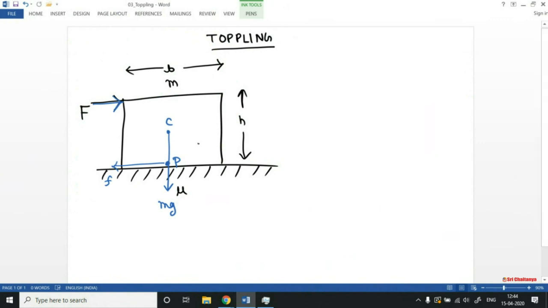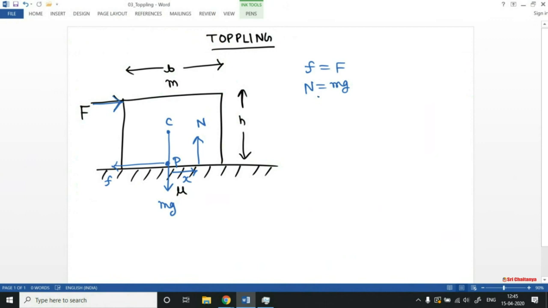In order to do that, this normal will shift rightward to this point P, let's say by distance x. Okay, so now we are ready to write the equation of forces as well as the equation of torque about point P. The equation of force suggests that along the horizontal direction, small f will be equal to capital F, and along the vertical direction, normal will be equal to mg.